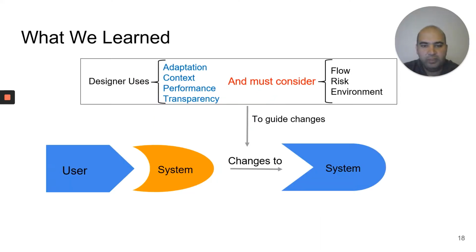Now back to what we learned: we found that applying ABD principles in an outdoor context is sometimes restricted by other things like flow, risk, and environment, based on our deployment, observation, and experiences. So a designer needs to take these factors into consideration before making any modification or adjustment to the system. For more details about these factors and how they influence ABD, please refer to our paper.